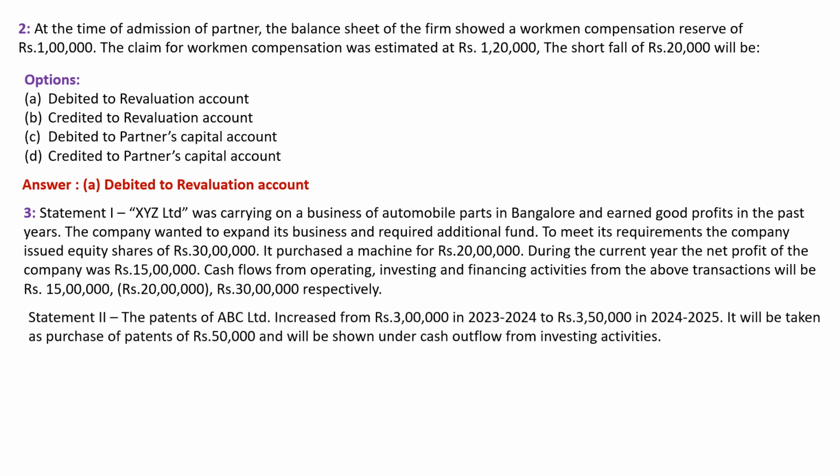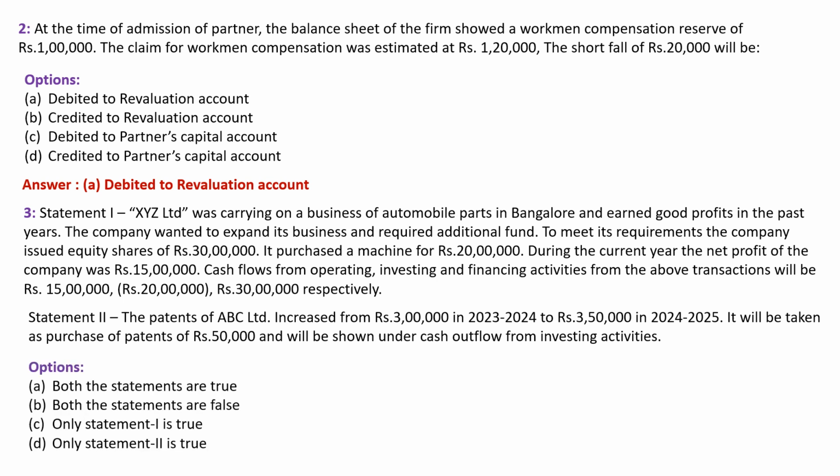There is one more statement, a different example. The patents of ABC Limited increased from 3 lakh during 23-24 to rupees 3,50,000 during 24-25. It will be taken as purchase of patents of rupees 50,000 and will be shown under cash outflow from investing activities. Now, what is the question here? So you have four options. A, both the statements are true. B, both the statements are false. C, only statement 1 is true. And D, only statement 2 is true.